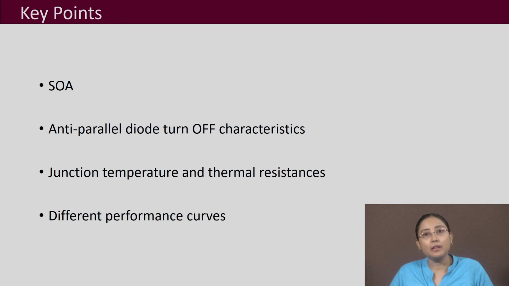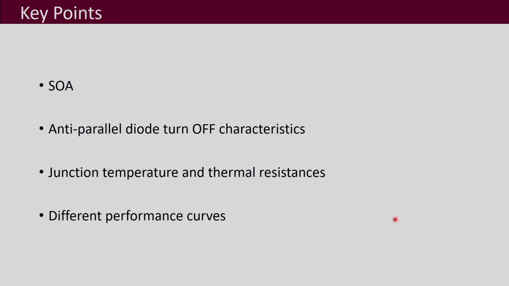Then the antiparallel diode's turn off characteristics are important to look for in the IGBT data sheet if it has an antiparallel diode with it. Then junction temperature and thermal resistance are associated with the thermal characteristics of the device, and there may be different performance curves that also may be provided in the data sheet which you can look for.